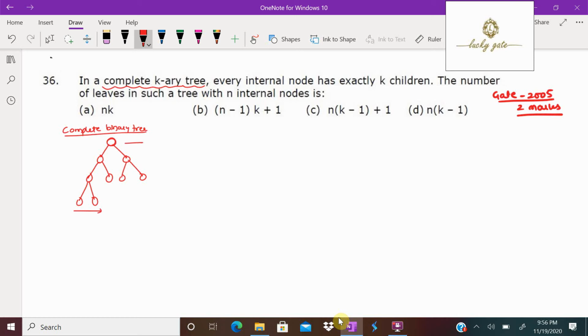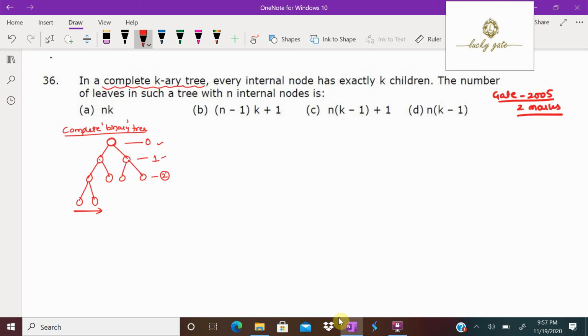Here you see it is the 0th level. In the 0th level, every internal node has 2 children. In the first level, each internal node also has 2 children. It is the second level. Here all the levels are full except possibly the last level, and even that is filled from left to right. Then we can call it a complete binary tree.